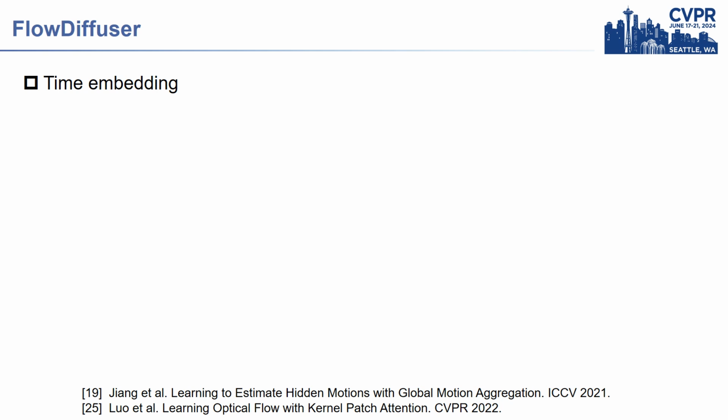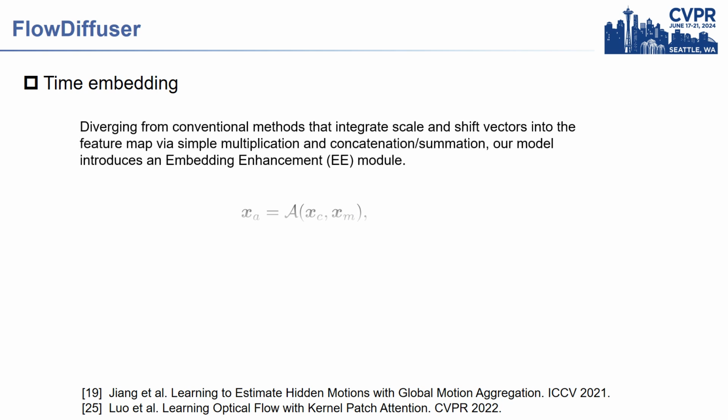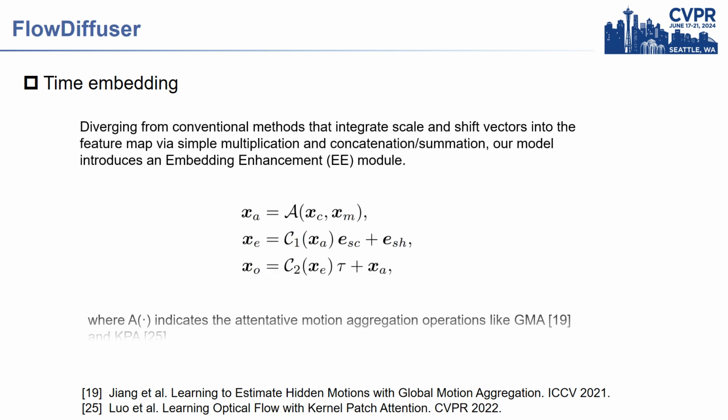A critical element in diffusion models is the time embedding function, which is essential for synchronizing the diffusion process iterations with their respective time steps. In our model, an embedding enhancement module is designed to significantly augment the impact of time embeddings.